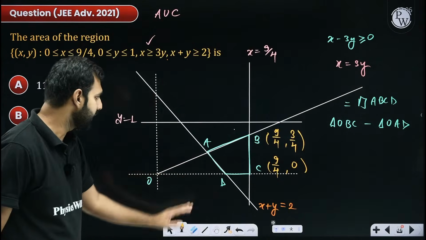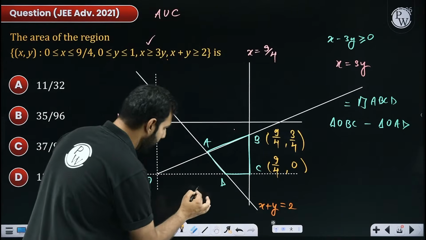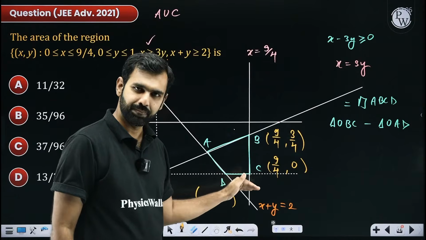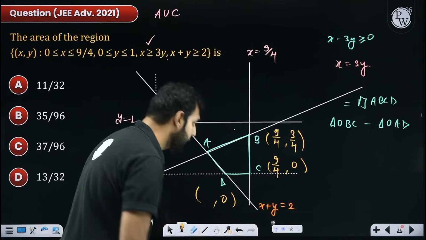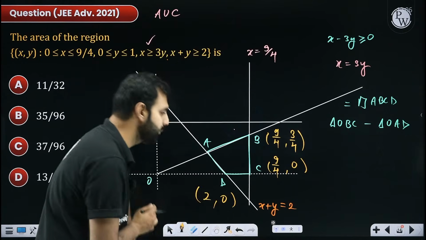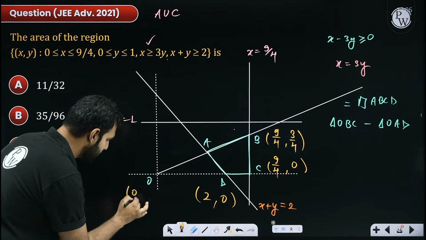Now let's work on D. What is going to be D? First of all, D is clearly going to be what? It is intersecting the x-axis, which means the y coordinate is 0. Y is 0 here on this line, so x should be 2. So this D point should be 2. O is of course your origin, which is 0, 0.